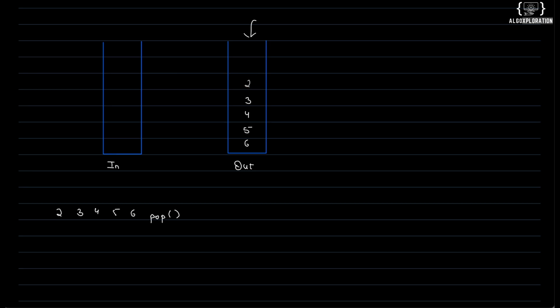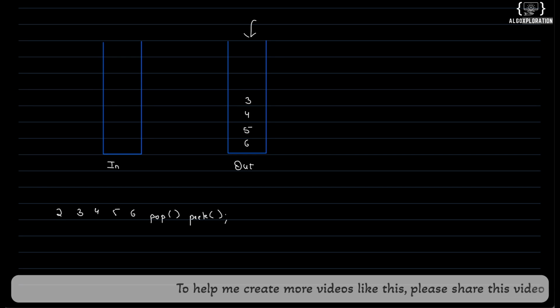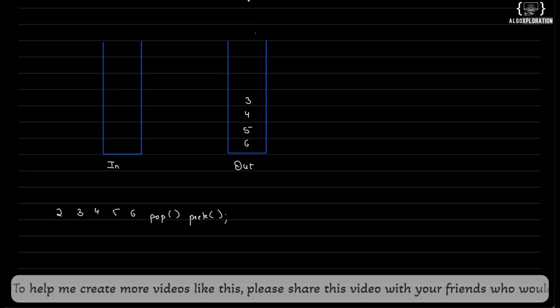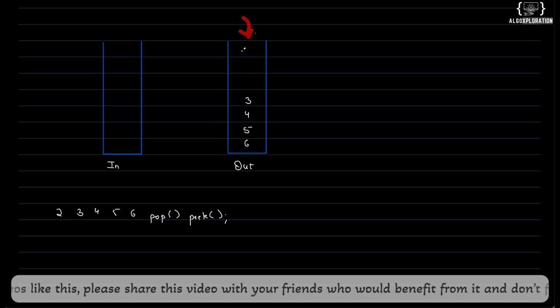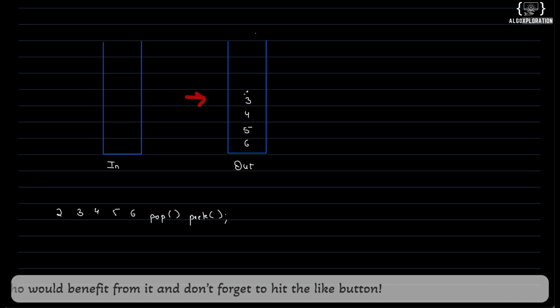I hope you got it. Now see, 2 is not there, right? And I need to get the peek. The peek is 3, right? So I'll call peek. Here also it will happen in the same way. First it will check whether the out stack is empty or not. If the out stack is not empty, it will simply return what is there at the top.